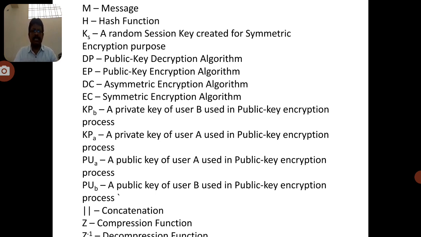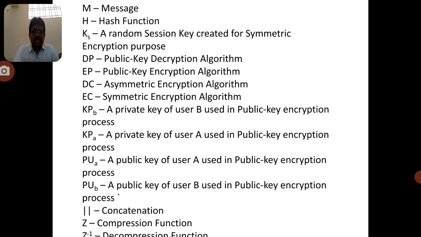DC and EC are the conventional decryption and conventional encryption. KR denotes a private key and KU denotes a public key. So you can observe that the public keys KUA and KUB and the private keys KRA and KRB are generated by user A and user B.